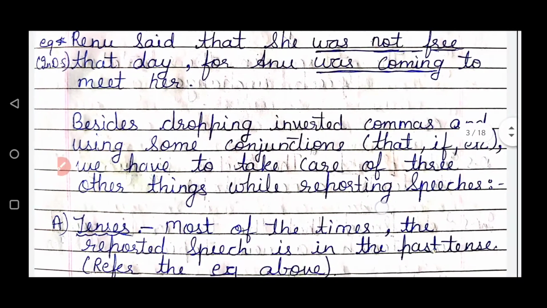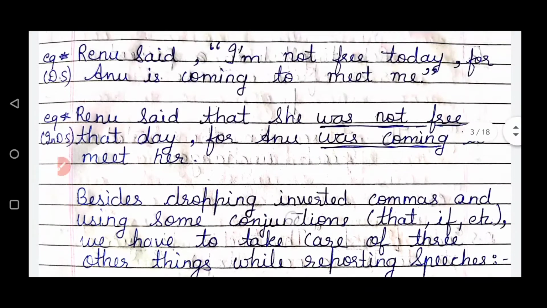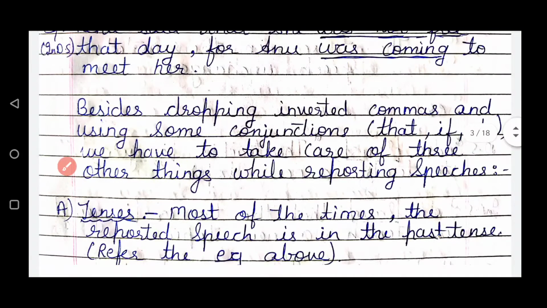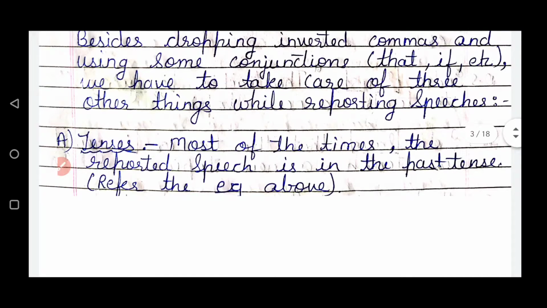Besides dropping inverted commas, now in the second sentence we have dropped the inverted commas. You can see there are no inverted commas here, right? So besides dropping inverted commas and using some conjunctions, for example that and if, which we have already seen, we have to take care of 3 other things while reporting speeches. So apart from the comma and open and close inverted commas, three other things are there which we have to pay attention to.